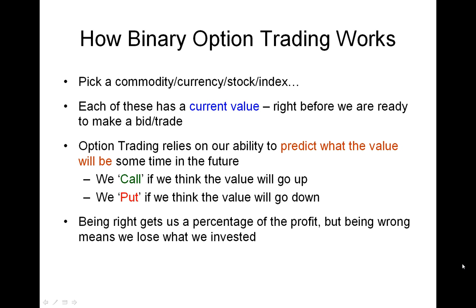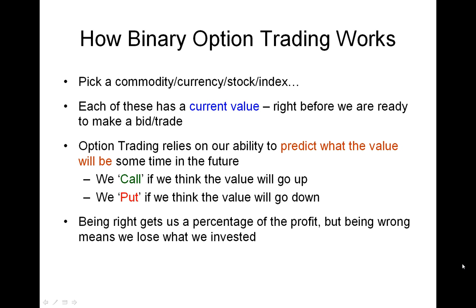So let's start as we normally do with a brief overview of binary option trading. How does it work? Essentially, we pick a commodity or stock or index, and for the purposes of this video, I'm just going to refer to this as a stock without loss of generality. And each of these has a current value, a value right now at any given point in time before we're ready to make our trade. Binary option trading relies on our ability to predict what that value is going to be sometime in the future.